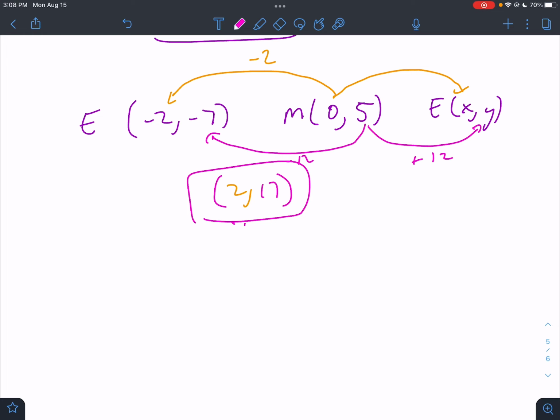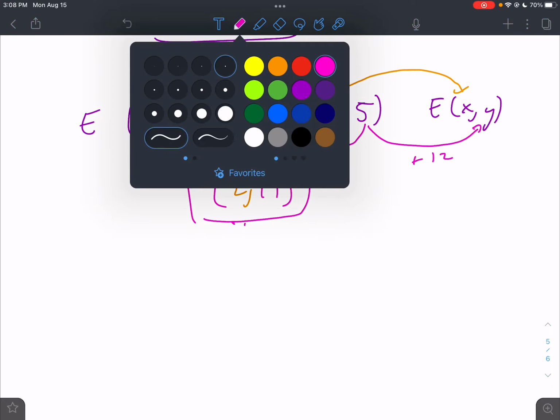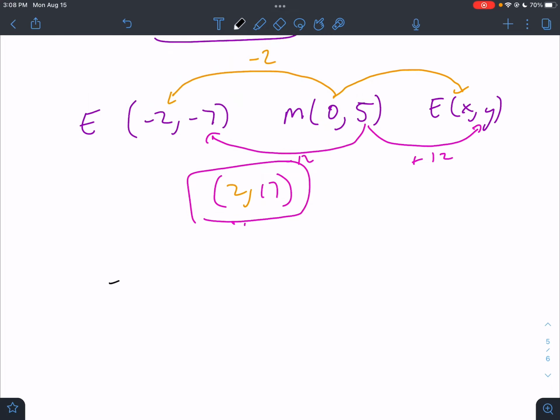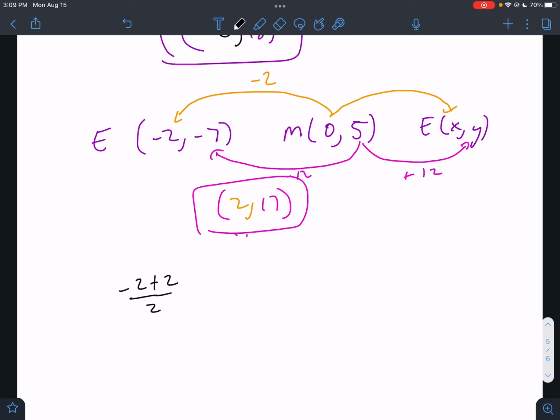Could you check your work? Yeah. Once you know the two ends, could you just do the midpoint formula? Yes, you could. What would the midpoint formula tell us to do? It would tell us to do -2 plus 2, add the x's and divide by 2. Well, that would be 0 divided by 2 is 0, comma. Do the same thing with the y values. -7 plus 17 divided by 2.